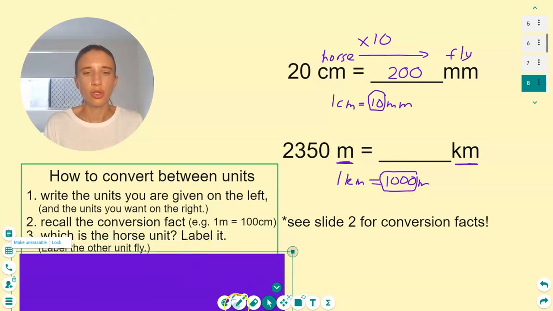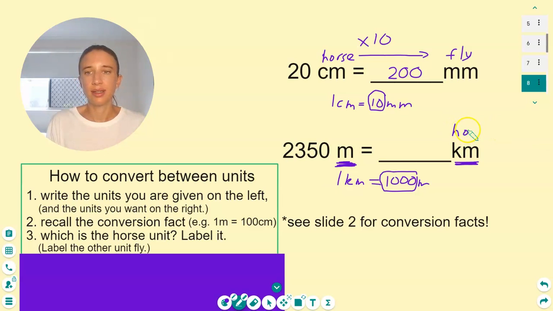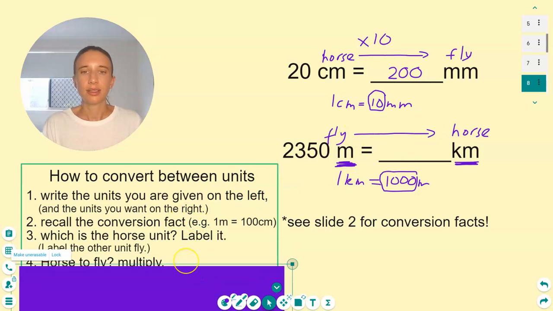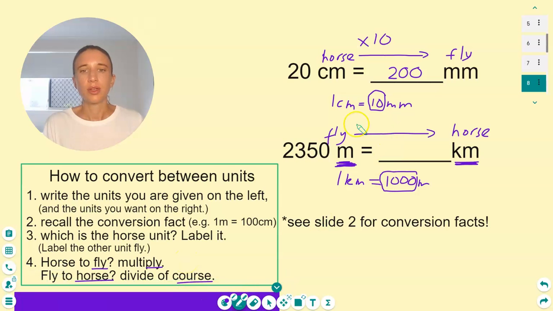All right. Which is the horse unit? So we're just looking at meters and kilometers. What's bigger, 1 meter or 1 kilometer? Okay. Kilometer is bigger, so that's going to be the horse unit. This is the smaller unit, so it's fly. Then we draw our arrow from left to right. Fly to horse, divide, of course. So we're going to divide by that unit conversion factor.